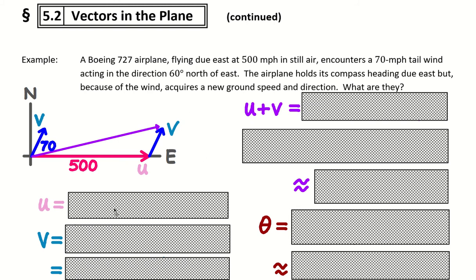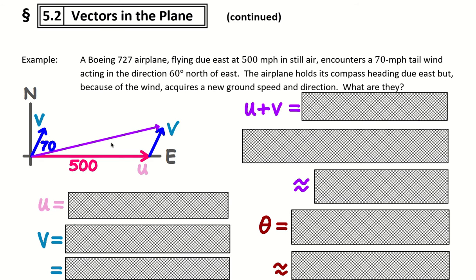Basically, if it wasn't for the wind, the airplane would be flying exactly east, like 100% straight east, but the wind sort of pushes it off course, and it also changes the speed. Okay, so we can use vectors to do that.